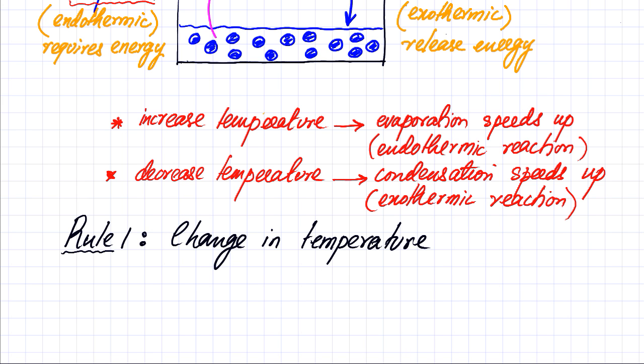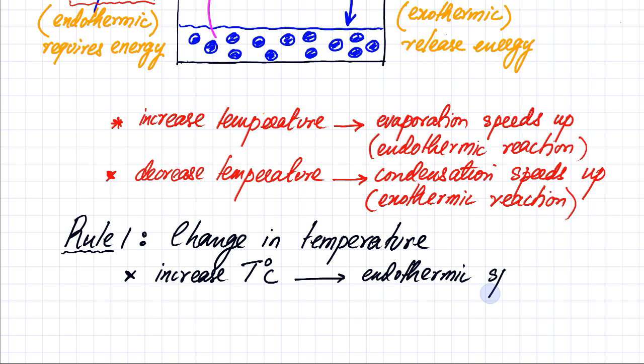So our rule is simply, if you increase temperature, this is temperature T degrees centigrade. If we increase temperature, which reaction speeds up? It's the endothermic reaction which speeds up. So the endothermic reaction speeds up, or we can also say that the endothermic reaction is favored.